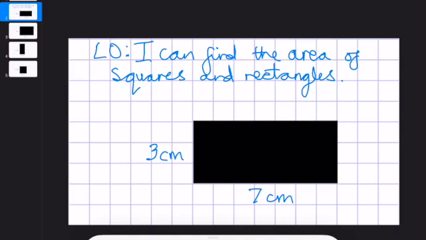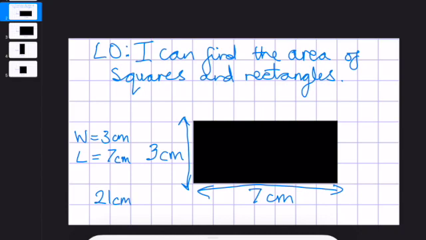All you simply do, you find out the width of the rectangle. So the width of this rectangle is 3 centimetres. If I write W for width, that's how wide it is, 3 centimetres. And then you look at the length. If I put L for length, the length is 7. And all you do is you multiply those two numbers together. So 3 times 7 is 21 centimetres. The area of that rectangle is 21 centimetres. So it's width multiplied by the length.